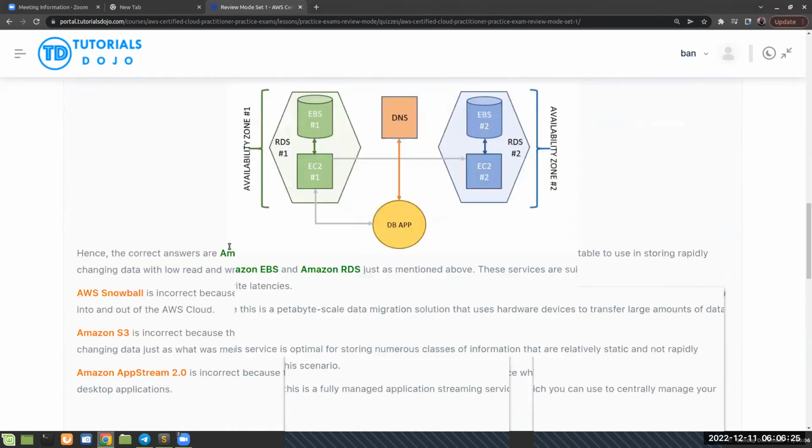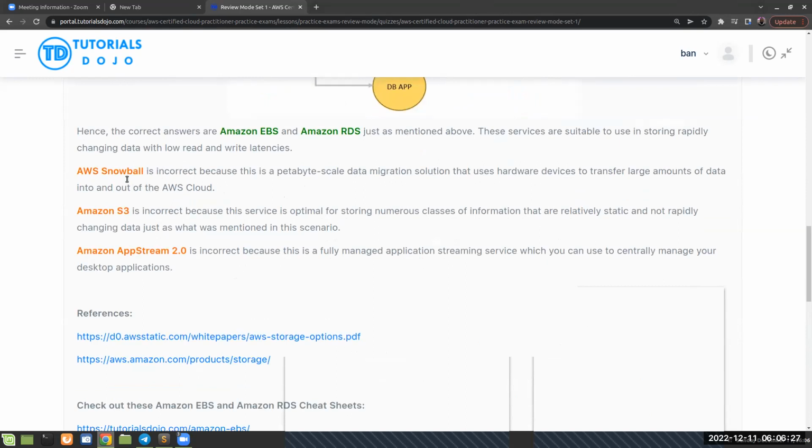And Snowball is a migration service, you know, when you want to transfer data from on-premises to the cloud, you can actually put data. Snowball is like a device, right? That you can carry, you can hold it in the hand or carry it in a box. It comes as a box and you can store data in it and move.